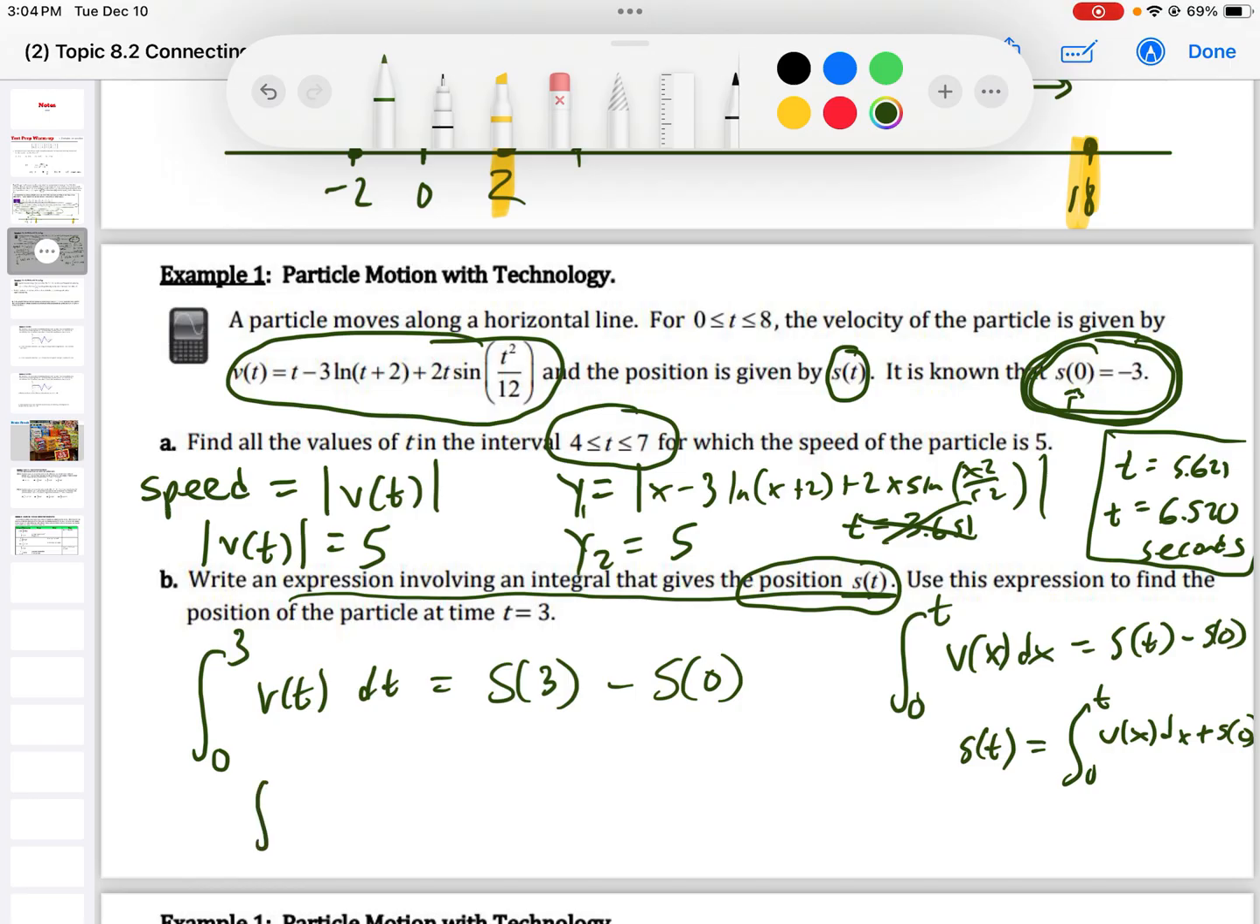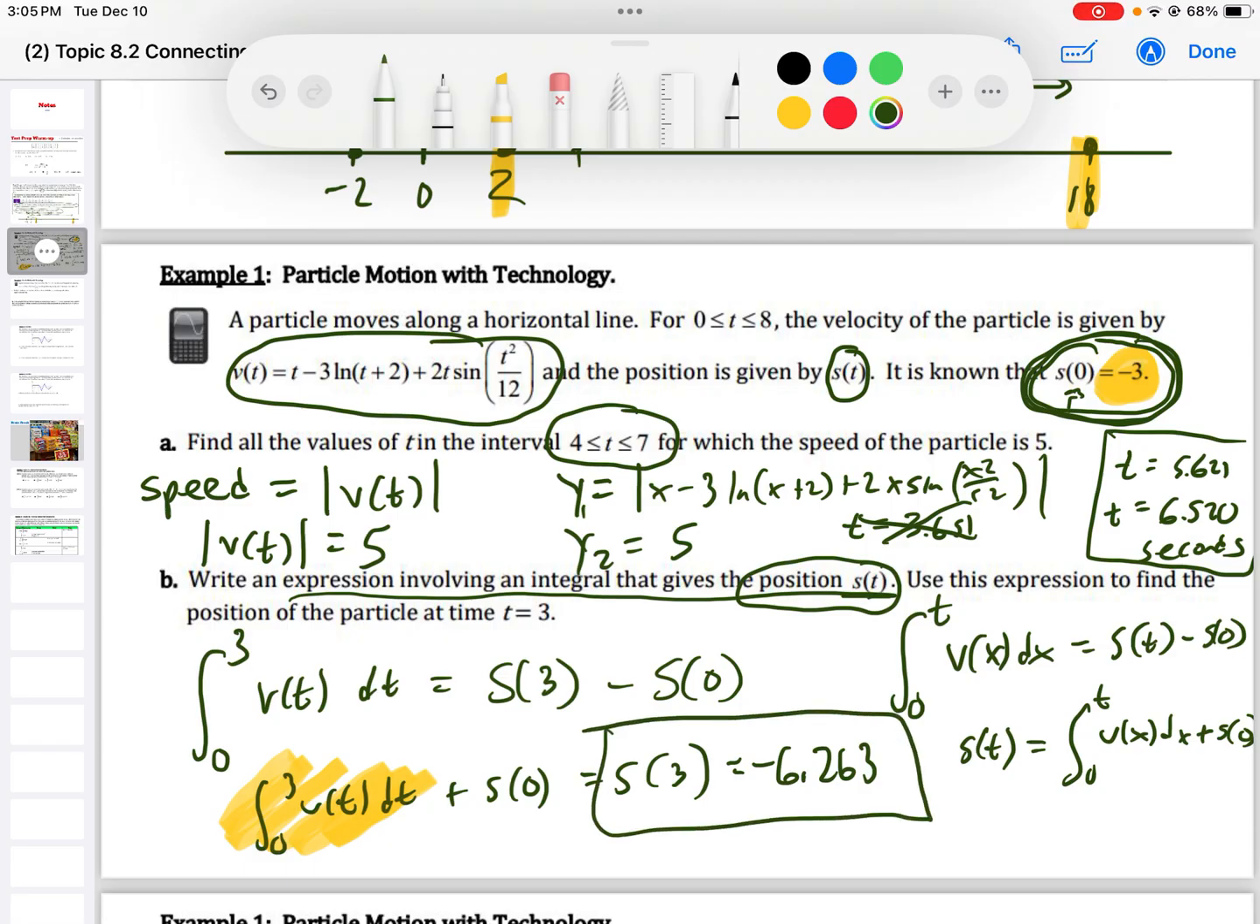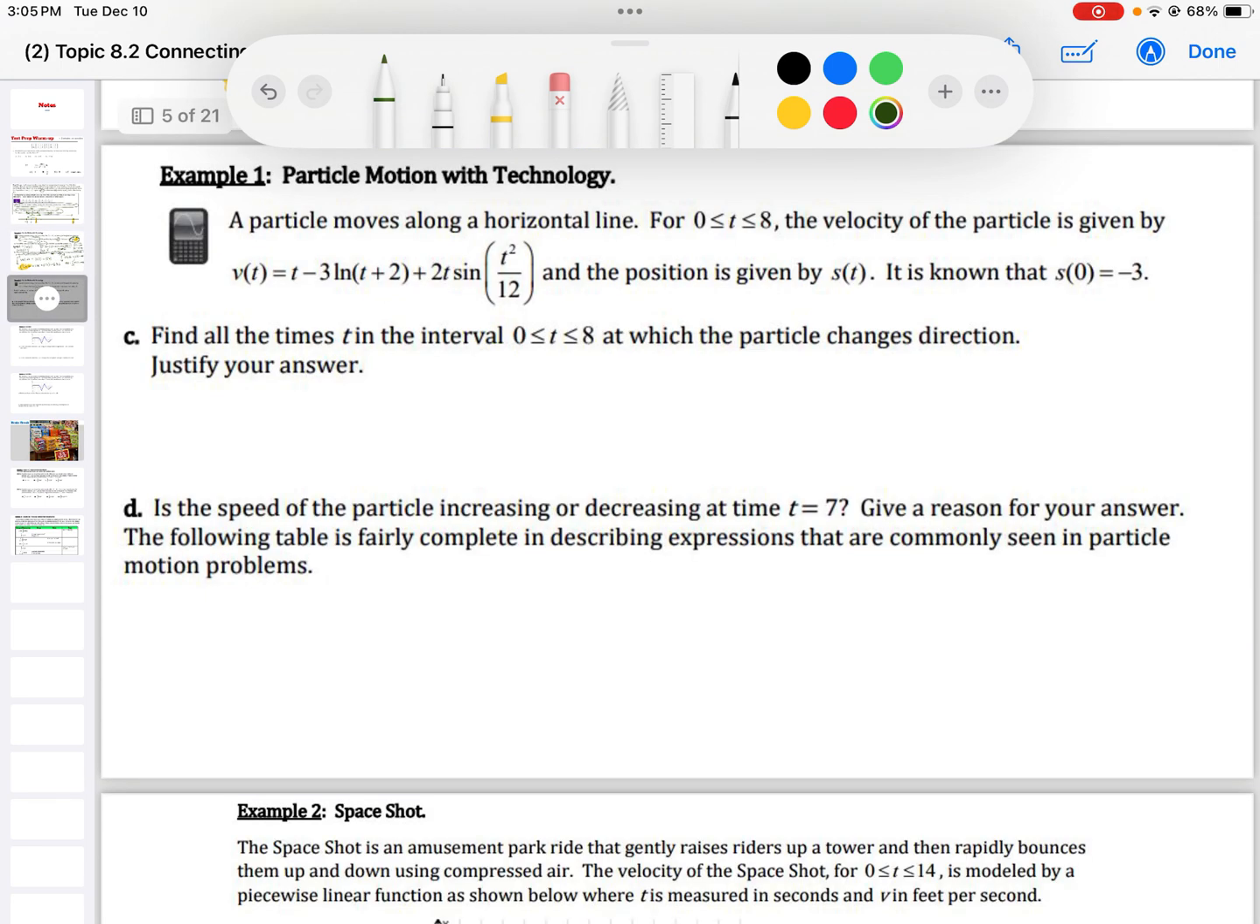And then to actually find that for 3, this is what we did over here. So I would say the integral from 0 to 3 of v of t dt plus s of 0 is equal to s of 3, the position. I would plug this part into my calculator and get just some number, and then I would subtract 3, and that would give me s of 3 is equal to, I did this in my calculator earlier, negative 6.263, and this is a position. Do we know any units about position? Not really, so I'm not going to write it down. All right, but there is our answer.